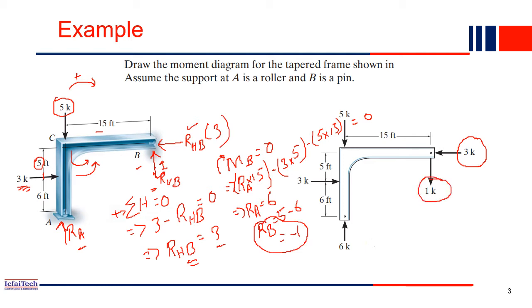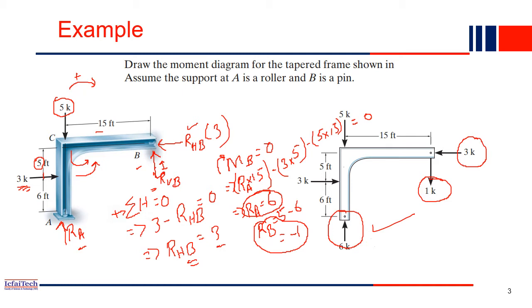Minus means acting downward. And RA equal to, we computed, 6, right? So this is your RA equal to 6. So now we have completed our first step, that is, all the reactions computation is over. Now next we'll split this entire frame into a number of parts.